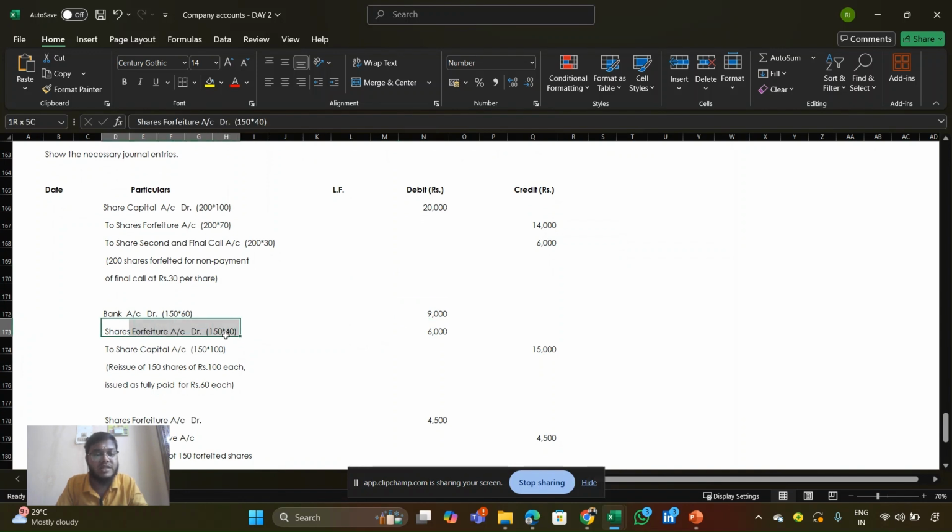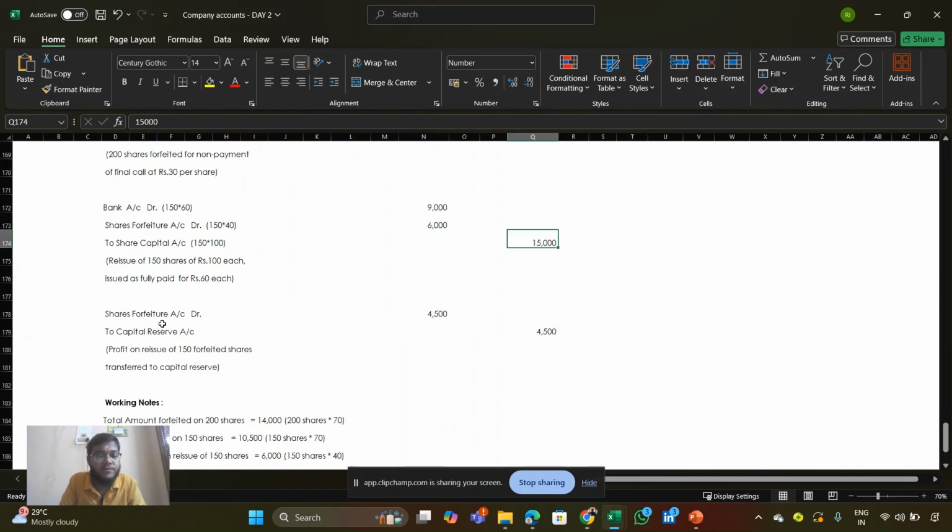Next, the share forfeiture is the loss entry. This loss entry is debited, so this amount will be minus while doing the profit calculation. Share forfeiture account 150 into 40. Why 150 into 40? Because 60 per share is the selling amount and the balance 40 is the loss amount. So share capital 150 into 100 is 15,000.